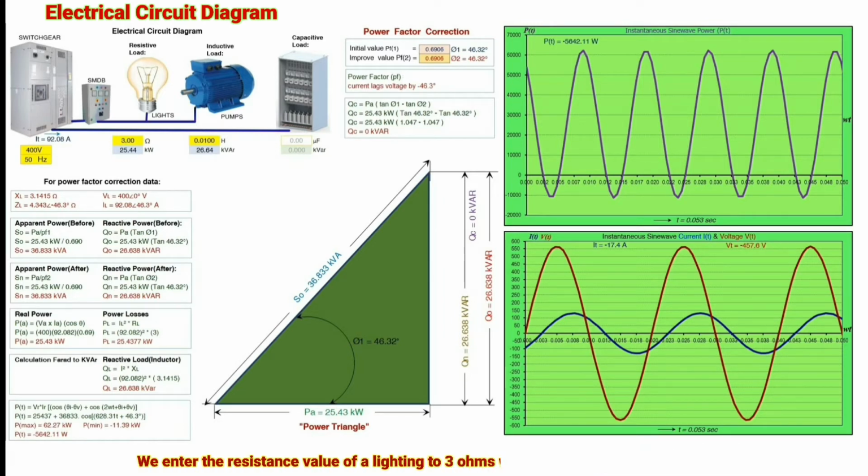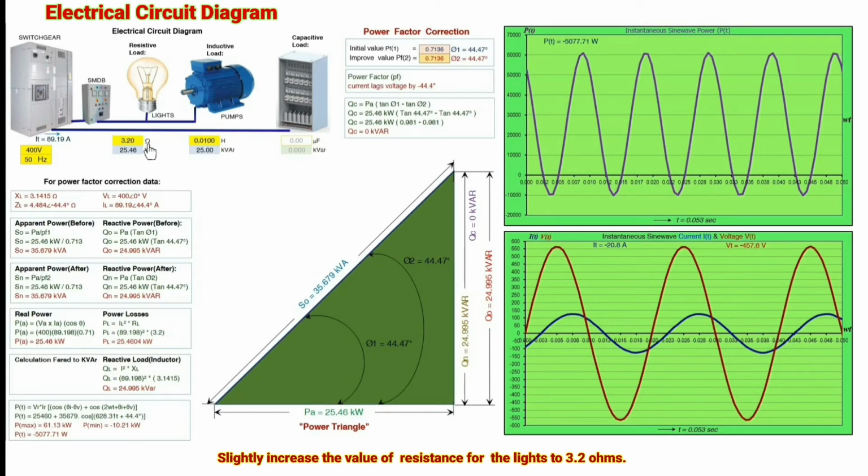We enter the resistance value of the lights as 3 ohms, which gives a total connected load of 25.44 kilowatts. This is the graphical presentation of a power triangle, which represents the relation between active power, reactive power, and apparent power. Slightly increase the value of resistance for the lights to 3.2 ohms.